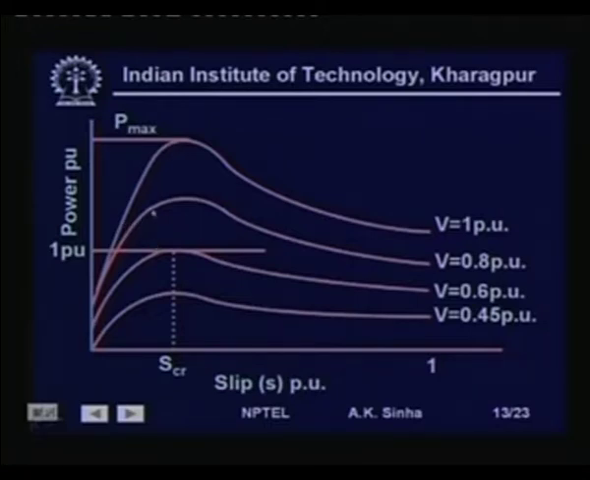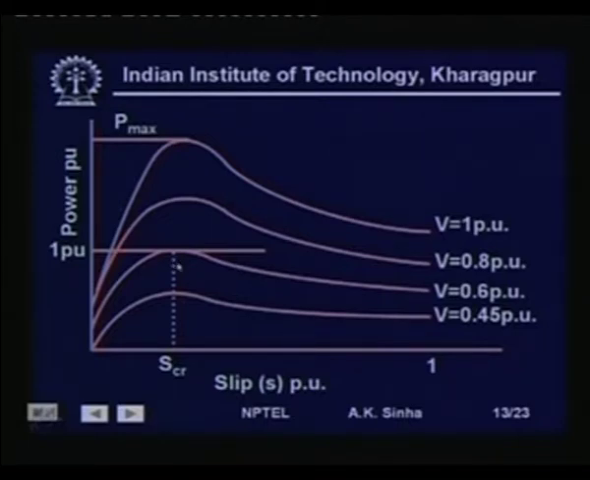Now, suppose the mechanical load on the machine is 1 per unit. Then we find that if we have applied a voltage of 1 per unit, the operating point will be this point. If we had applied a voltage of 0.8 per unit, the operating point will be here. If we reduce the voltage to 0.6, this will be the operating point, and if we reduce the voltage further, we find that there is no operating point available.